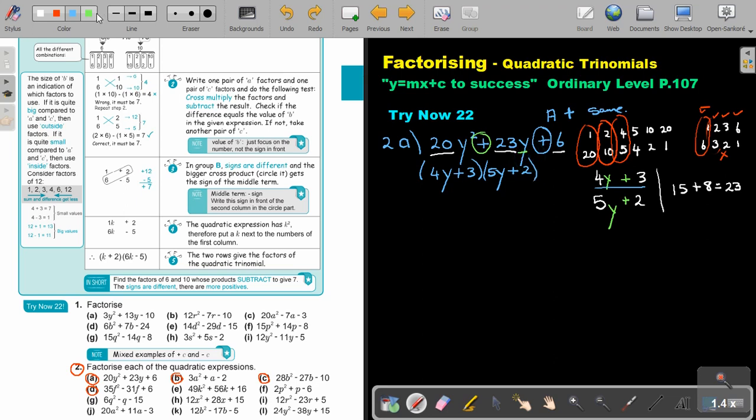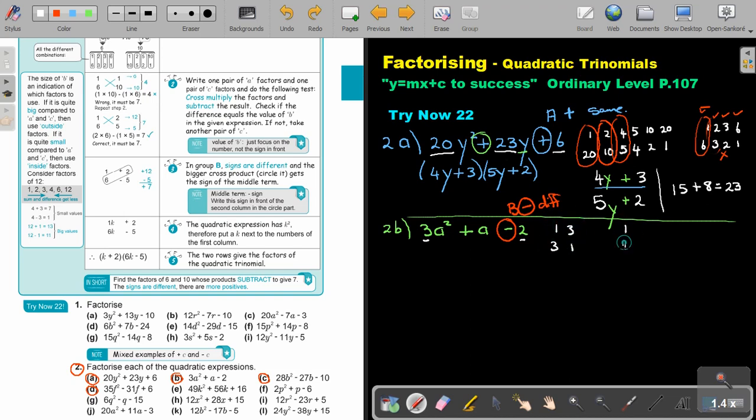Let's look at number B. Okay, so this is going to be 3a squared plus a minus 2. I'll again start. This is in group B. So I will subtract, and the signs are going to be different. Okay. So if I start here, I'm just going to write the factor pairs. This is 1 and 3, and 3 and 1. This is 1 and 2, and 2 and 1.